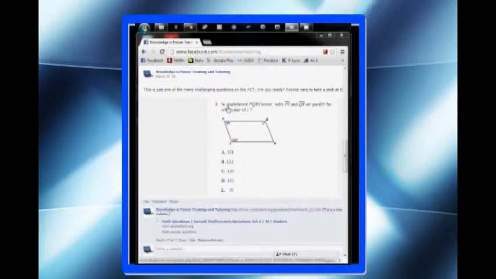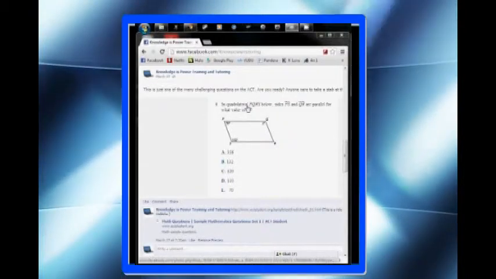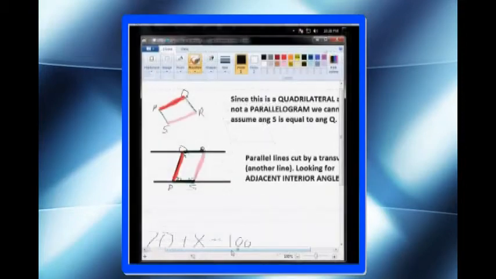The question reads, in quadrilateral PQRS below, sides PS, that's this side here, and side QR, that's this side over here, are parallel for what values of x? Now, when I look at this question, my first inclination is that x is going to be equal to 112 degrees. Now, if this were a parallelogram, that would absolutely be the case, but it didn't tell us that this is a parallelogram, therefore I cannot make that assumption.